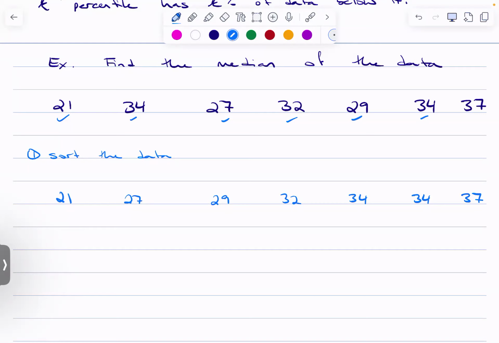Count to make sure that you have the same number as you did before. 1, 2, 3, 4, 5, 6, 7. So our n is 7. Right. And so here, make a note. I have n equals 7. And just make sure you still have 7. 1, 2, 3, 4, 5, 6, 7.